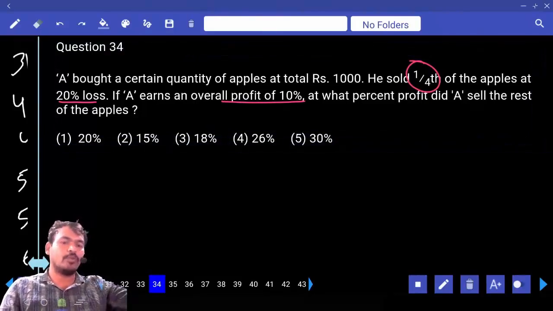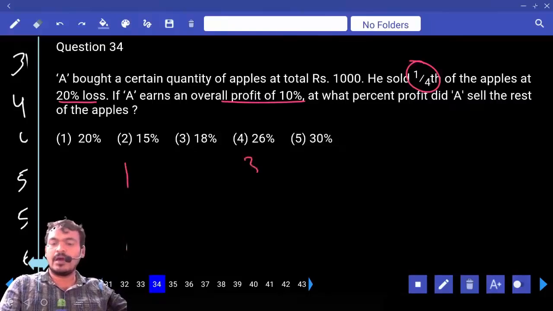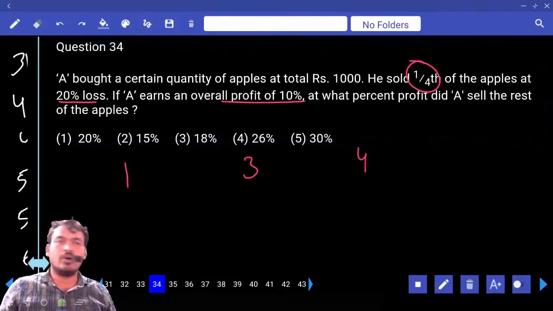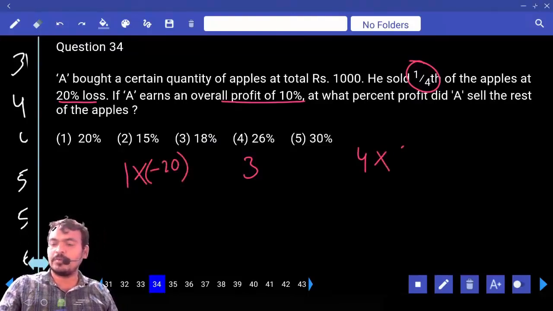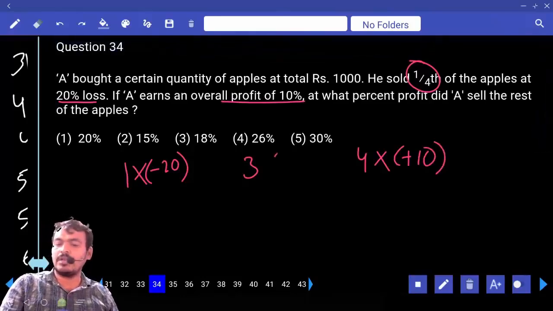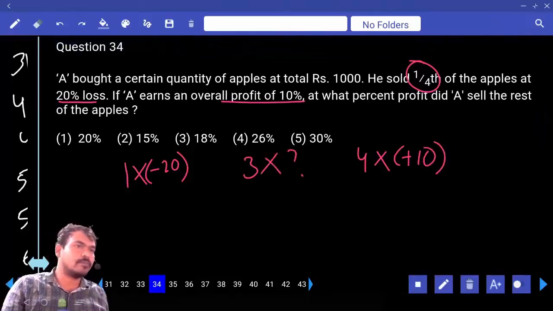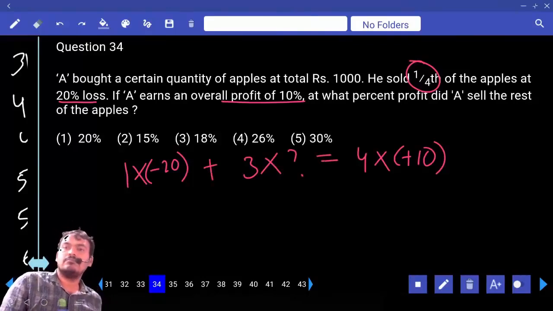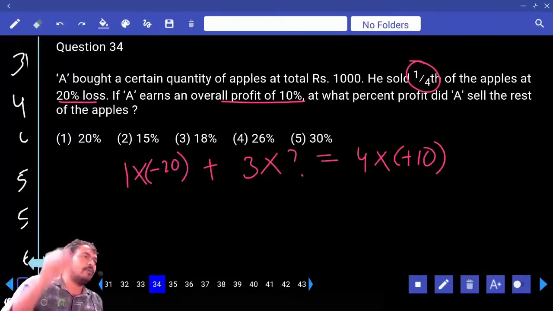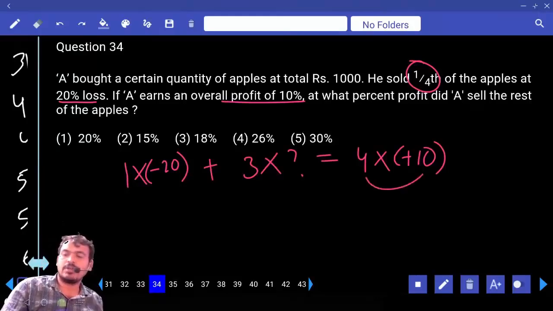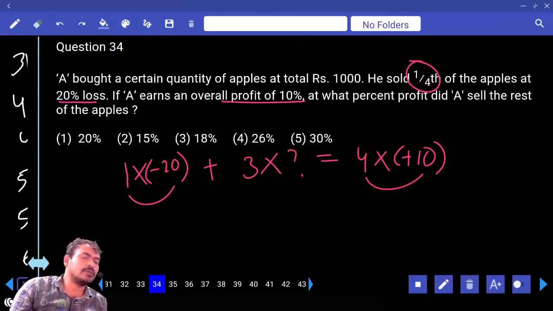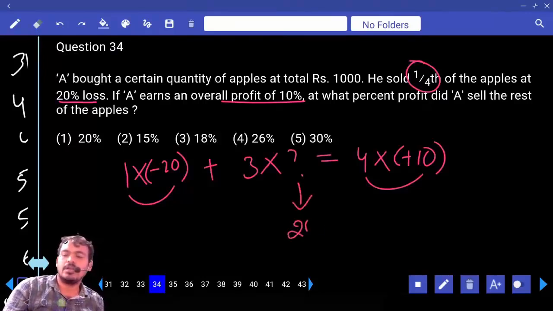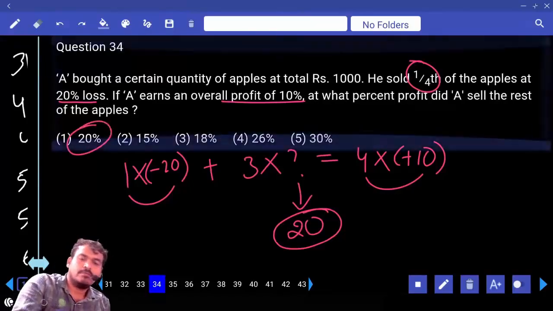What is the fraction given? 1/4. Out of 4 parts, first time 1 part. Remaining are 3 parts. Total are 4 parts, or not? On 1 part, how much percent is loss? 20%. On 4 parts, how much percent is profit? 10%. We need to identify the 3 parts. 1 part is given, 4 parts are given, we required 3 parts. 4 into 10, 40. Out of 40, minus 20 becomes plus 20. 40 plus 20, 60. 3 into something, 60 means something must be 20. Which option? First option.